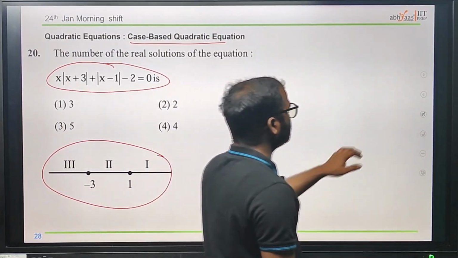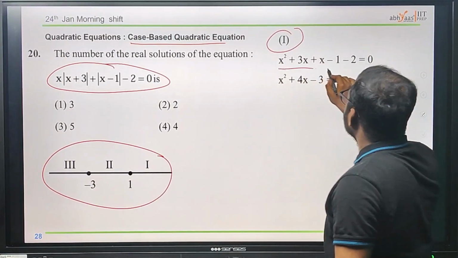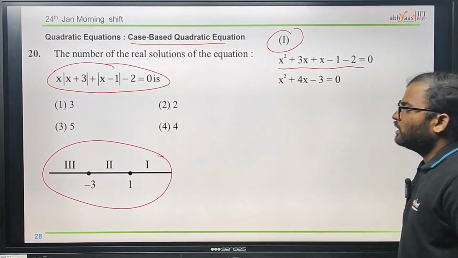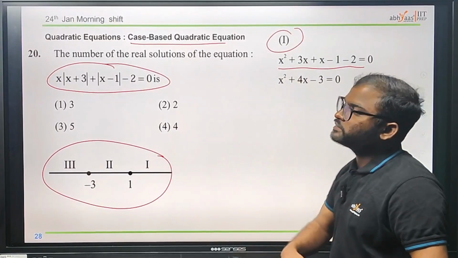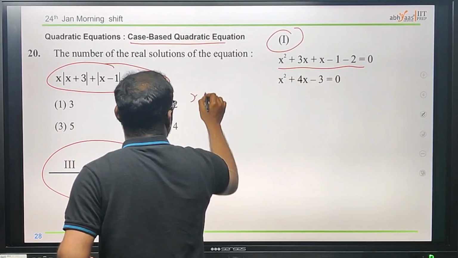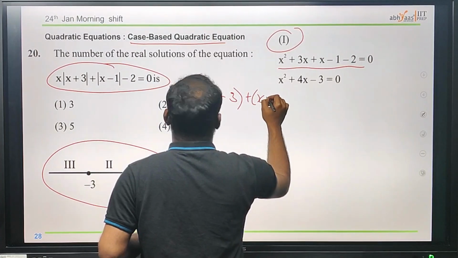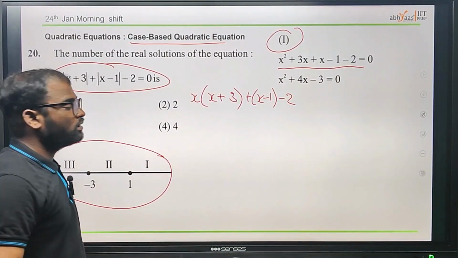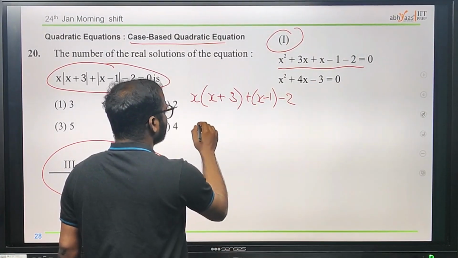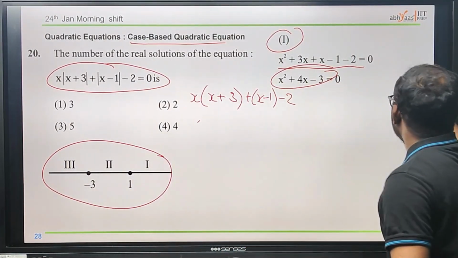If you just see here, in the first case we have x square plus 3x minus 1 minus 2. For the side we are taking the greater than, x of x plus 3 plus x of minus 1 minus 2, which is nothing but we are taking x greater than 1. I hope you understand. For the x greater than 1 case we are taking this one, normally. For less than we will take the other.